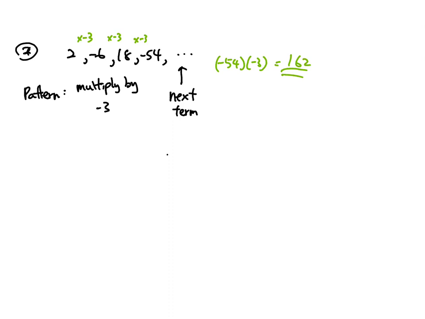As for part B, you have -1, 7, 15, 23, and so on. In this case, hopefully you recognize it: we're adding 8 each time. So to get the next number, we do 23 plus 8. The next number is going to be 31.